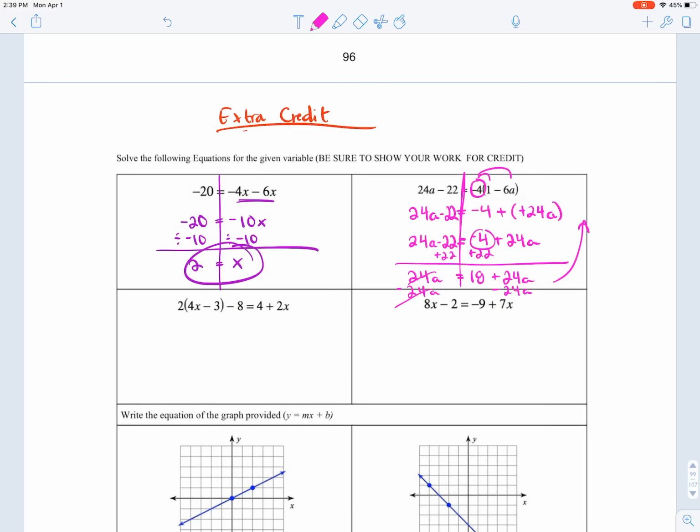Well, 24a minus 24a, those are just going to cancel each other out, so we're left with 0. And what is 0 equal to? 0 is equal to 18. That doesn't make any sense. That is definitely not true. Because we ended with a false statement of equality, we're going to say that there is no solution. I don't think we're going to give you guys this on the test. But that's what happens when you get something that doesn't make sense. No solution. Not all the time, but in this case, 0 does not equal 18, so therefore there's no solution here.